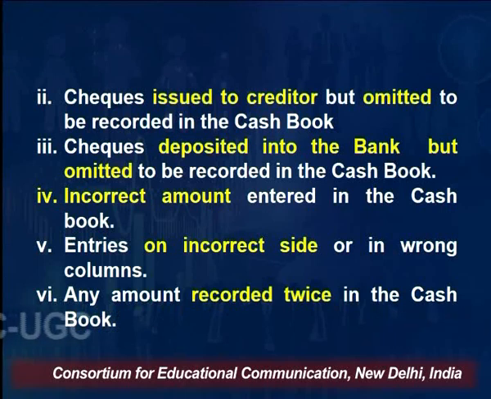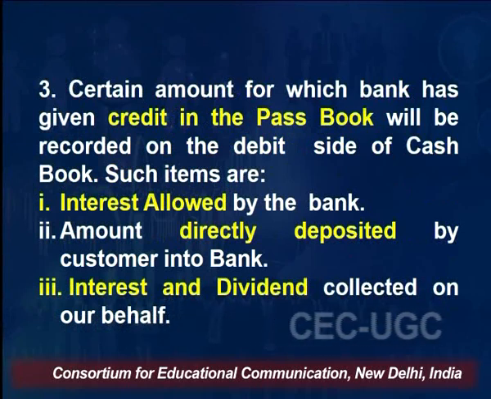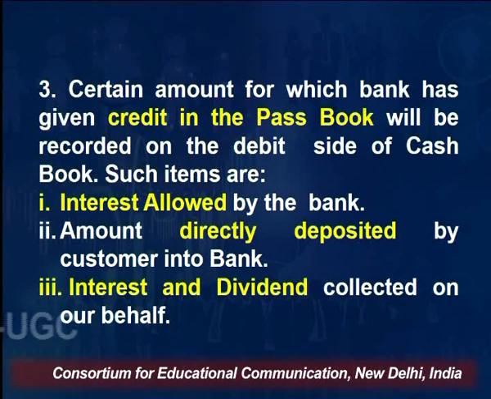So if any omission or any error has been done in the cash book, that has to be adjusted, that has to be recorded in the cash book. If any item or any error or omission is done by bank, in that case that will not be recorded in the cash book, that will be recorded in bank reconciliation statement. So the third point here says certain amounts for which bank has given credit in the passbook will be recorded on the debit side of the cash book.